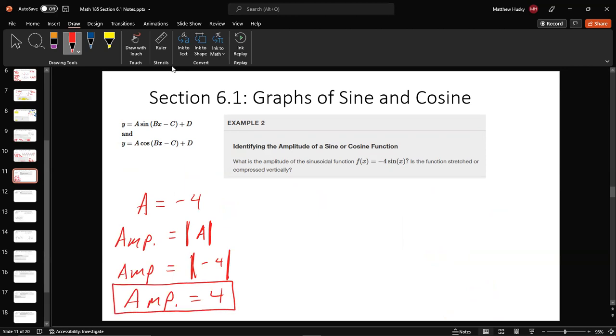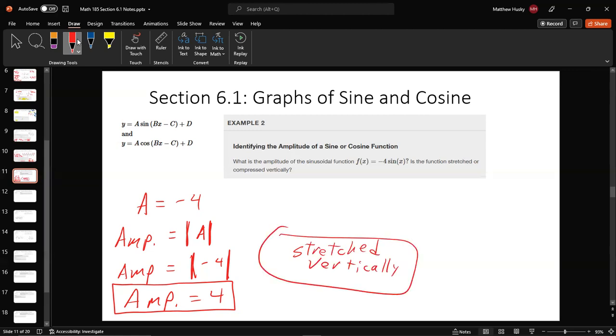So the amplitude is 4. And so that means it's going to be stretched vertically. I cannot spell. Stretched. Let's try that again. It's stretched vertically. It's going to get bigger. Okay.